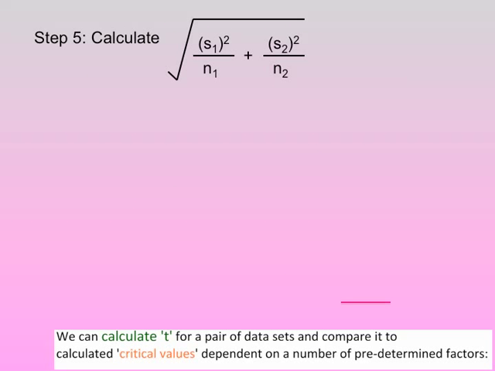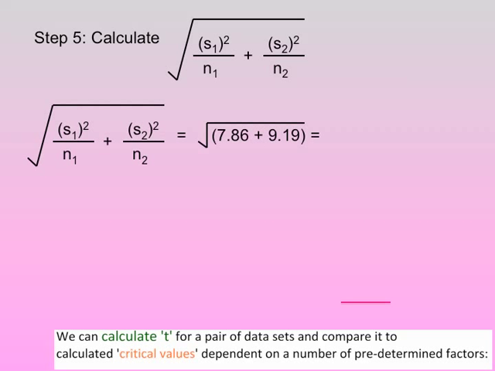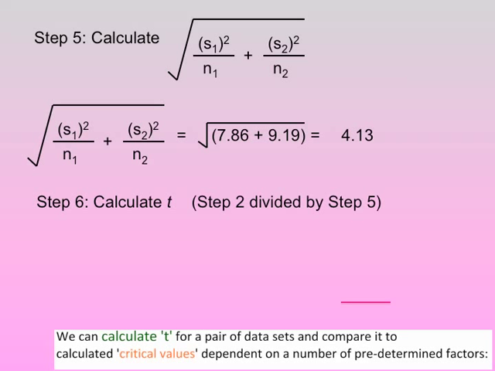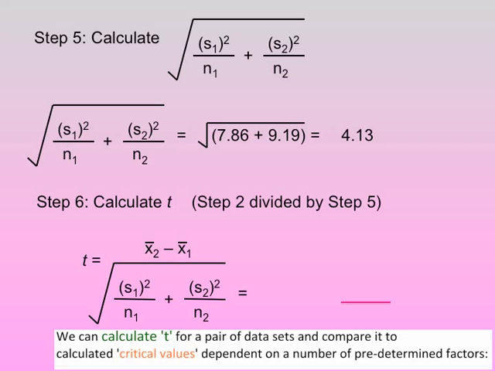Okay? So step number 5 is to work out the square root of all of that we've calculated. That is 7.86 plus 9.19. The square root of that is 4.13. And step 6 is to calculate t. Remember, the formula is this, okay? We take the difference between the means that we calculated in step 2, and we divide that by what we just calculated in step number 5. So that's 6.67 divided by 4.13, and that gives us 1.62.